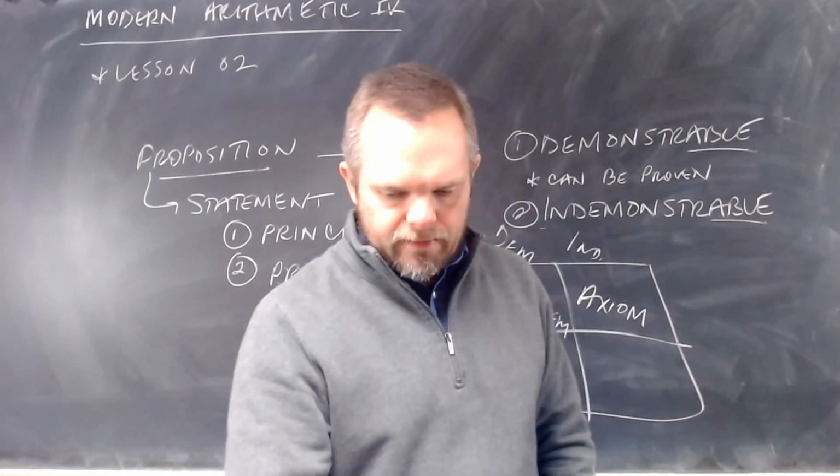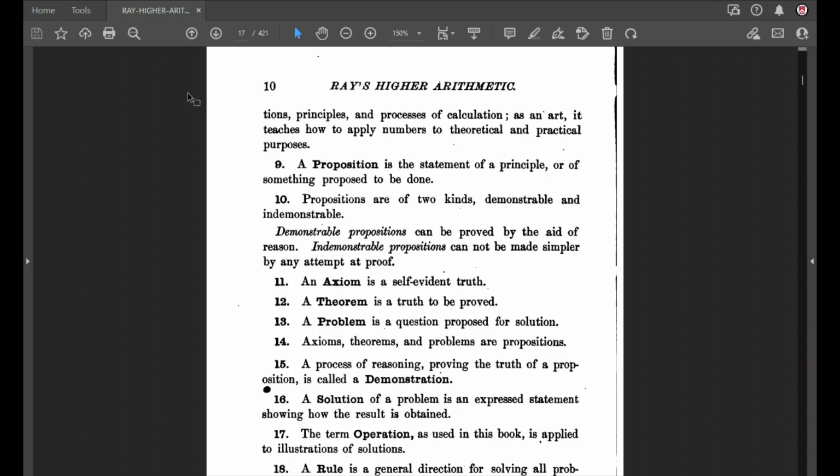Article 13 tells us that axioms, theorems, and problems are propositions. Axioms, theorems, and problems are three different kinds of propositions. There's one more kind that's not listed in this book. It's listed in geometry. The other kind of proposition is a postulate. We use them in geometry.